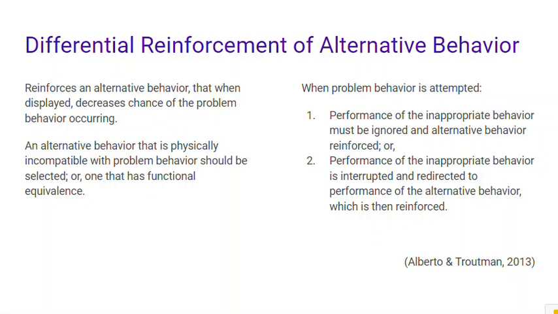Another way to do it is, once the inappropriate behavior is performed, it is interrupted and redirected to perform the alternative behavior. You're not ignoring it, you're just stopping it in its tracks and redirecting the student or child to perform the expected appropriate behavior. And once they do that, you then reinforce that behavior in order to strengthen it.